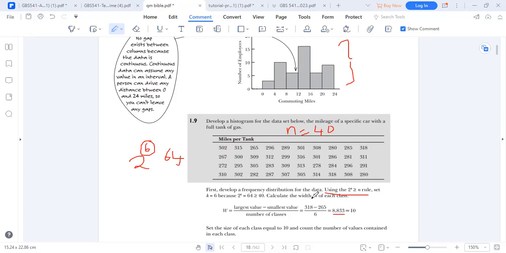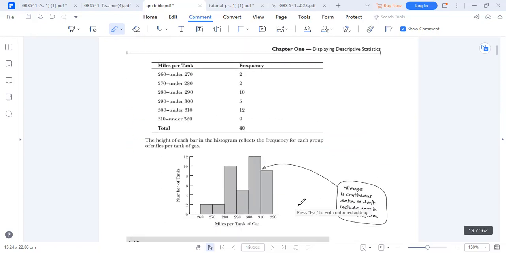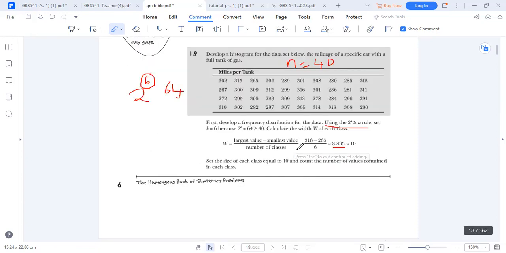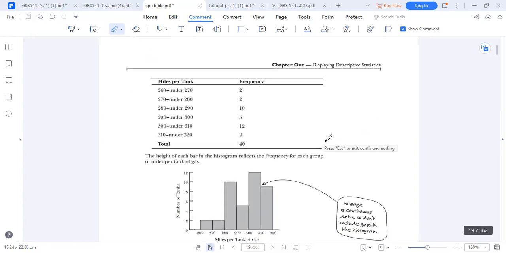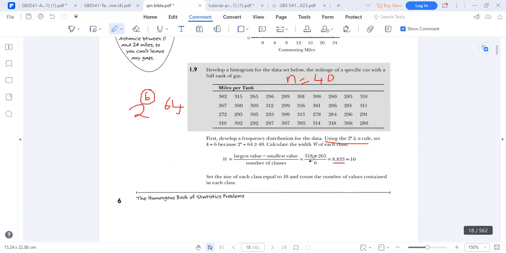And also observe the smallest number is 265, but we're not going to pick 265. We want to work with numbers in tens. So I can start with 260 to 270, 270 to 280, 280 to 290, until 310 to 320. So it engulfs all these numbers intelligently. You may not need to specifically start at 265. You keep adding 10, and you can intelligently have your classes capture the whole data.